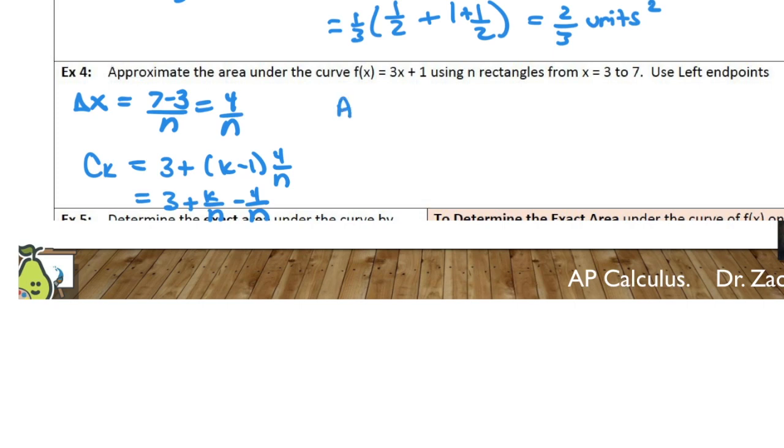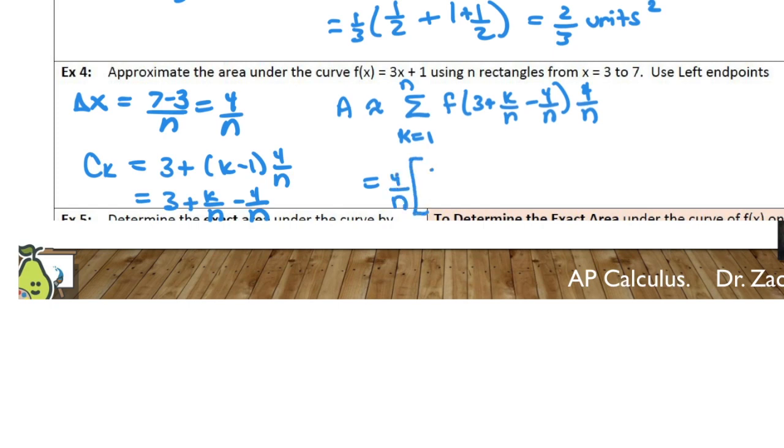So we're told to use n rectangles. That means we have to use summation notation. We'll go from k equals 1 to n. And then we will look for function f at 3 plus k over n minus 4 over n. Now, do not worry. This is multiplied by your delta x. The reason this isn't going to be so hard is because the function that we're working with is linear. So when we substitute, we're going to get the sum, k equals 1 to n, substitute into 3 times 3 plus k over n minus 4 over n.